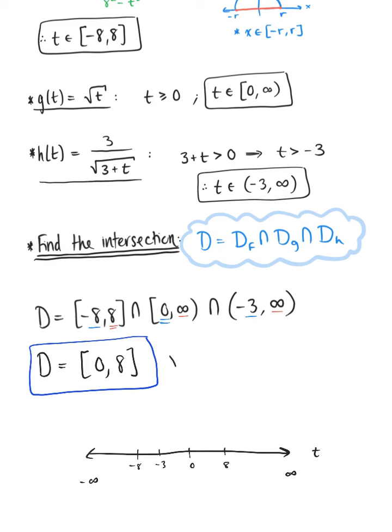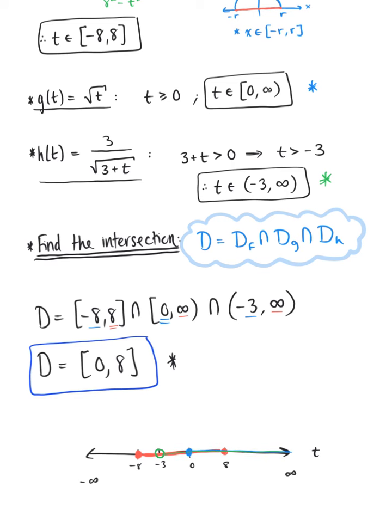And to find the intersection, you want to think about where do these three domains lay on top of each other. So thinking about the domain of the f component, we know that's from -8 all the way to +8. Now, thinking about the domain of the g component, that is from 0 to positive infinity. And then last but not least, thinking about the domain of the h component, this starts at -3, but we have a hole at -3 because t cannot equal it. It can get infinitely close. And then the domain extends towards positive infinity.